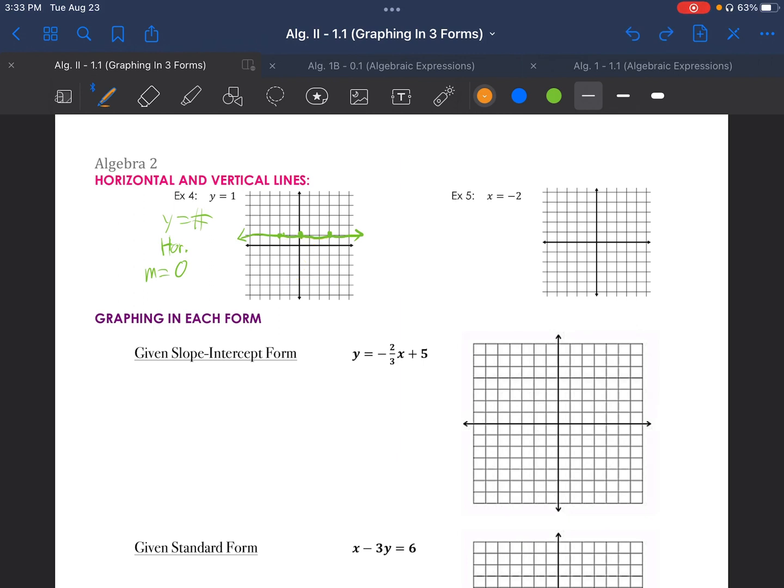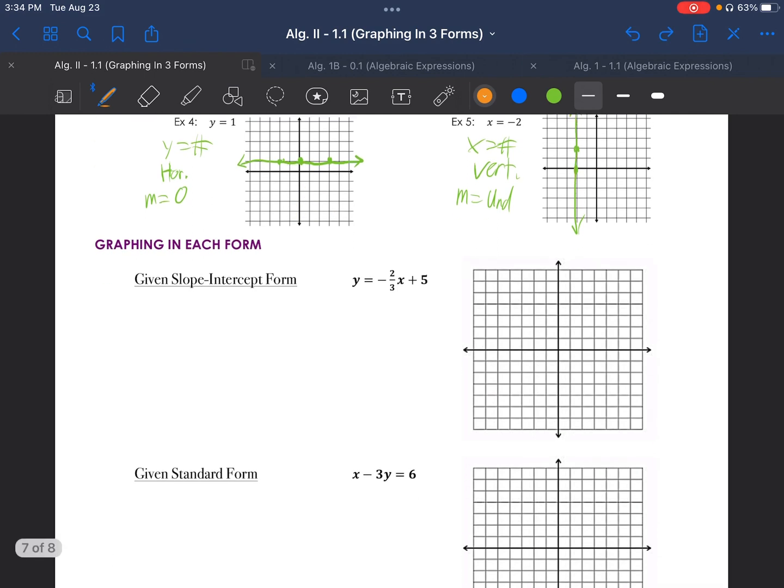Example 5, x equals negative 2. So that's going to be anywhere where x is negative 2. So it's negative 2 here. It's also here, here, here, and all the way vertically. So when you have x equals some number, it's going to be vertical, which I'm going to shorten to VERT. And this slope is actually undefined because you have some number being divided by 0 for the rise and run. So I can make a U out of the line for undefined to remember that. So Z for 0 and U for undefined.